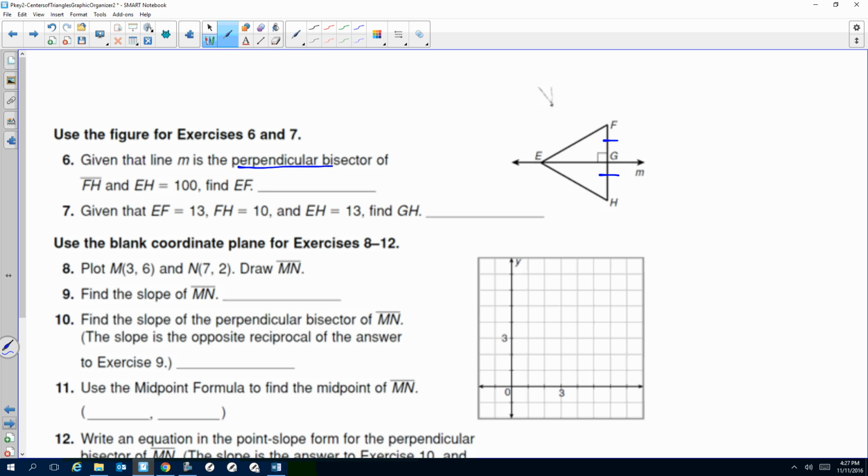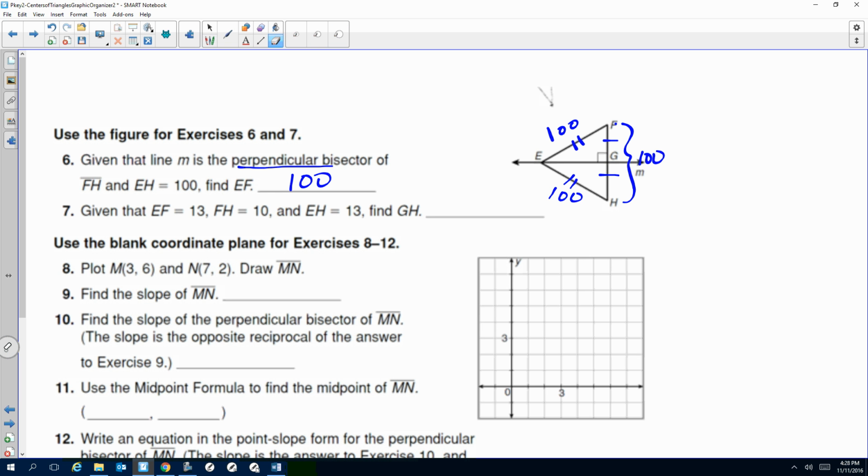And whenever that happens, this also happens. You have equal distance on that bisector. You create some isosceles, possibly equilateral, depending on the angle measurement, triangle. So it basically says if FH, this whole segment, is 100, and EH is 100, so what is EF? Well, I know EH and EF are congruent, equal distance, so this would also have to be 100. So this would be an example of an isosceles triangle.